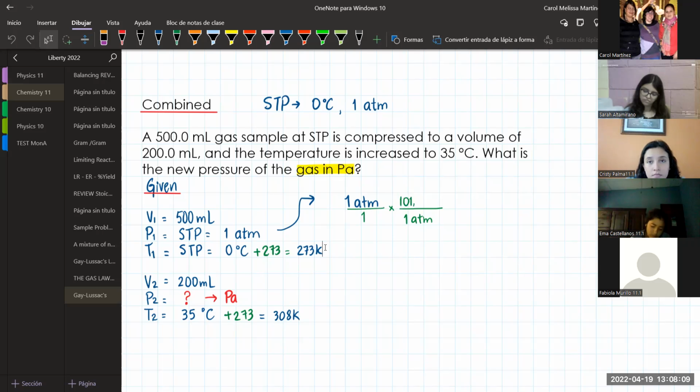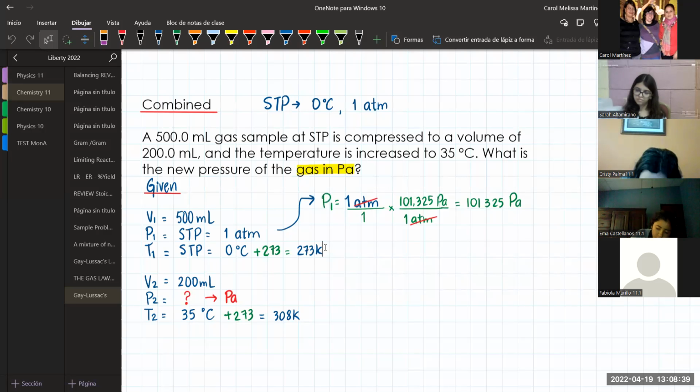101,325 pascals. So you cancel out, so it's going to give you the same number, okay? Because you're just multiplying times 1. 101,325 pascals. So this is your initial pressure.